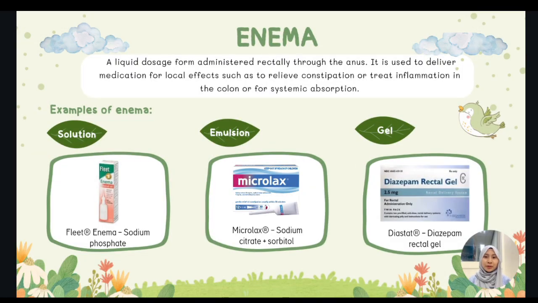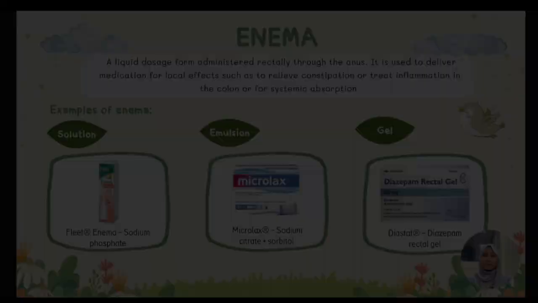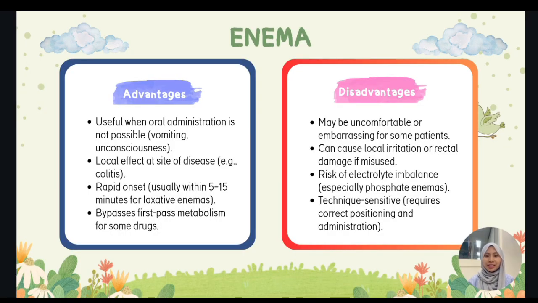Next dosage form is enema, which is a liquid dosage form administered rectally through the anus. It is used to deliver medication for local effects such as to relieve constipation or treat inflammation in the colon, or for systemic absorption. Now moving on to the advantages and disadvantages of enema.